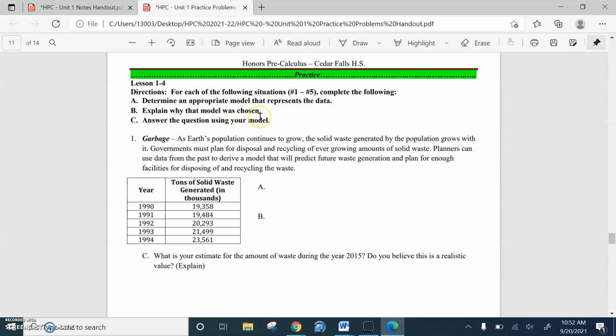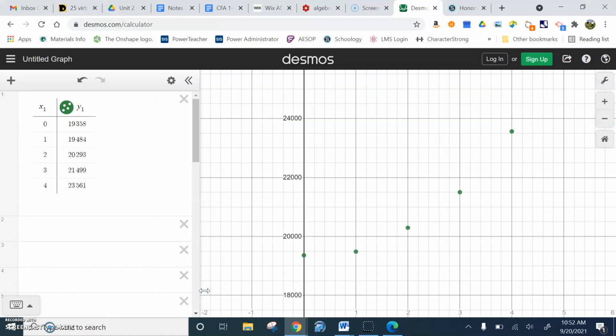The problem says, directions: for each of the following situations, complete the following. Determine an appropriate model is step A. Then explain why you chose it, and C, answer the question below. So with that said, we're looking at A first, determining the appropriate model. All that means is plot the data and decide, what is my equation, what is my model going to be?